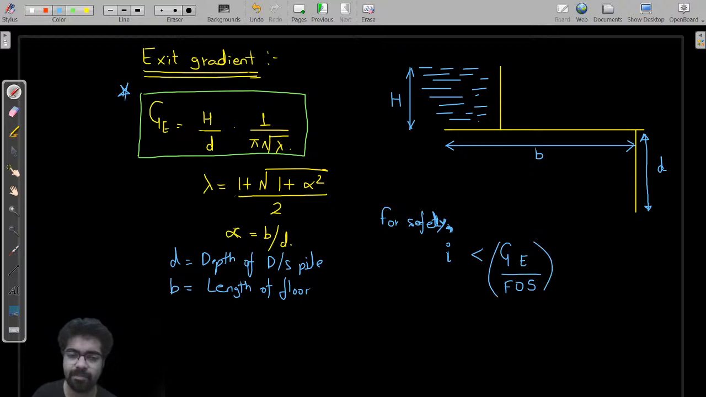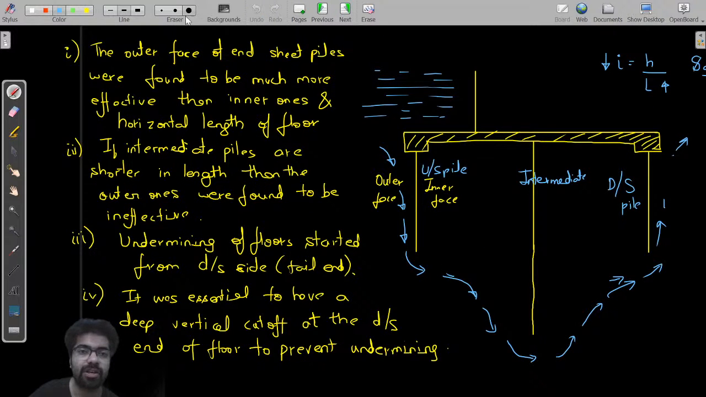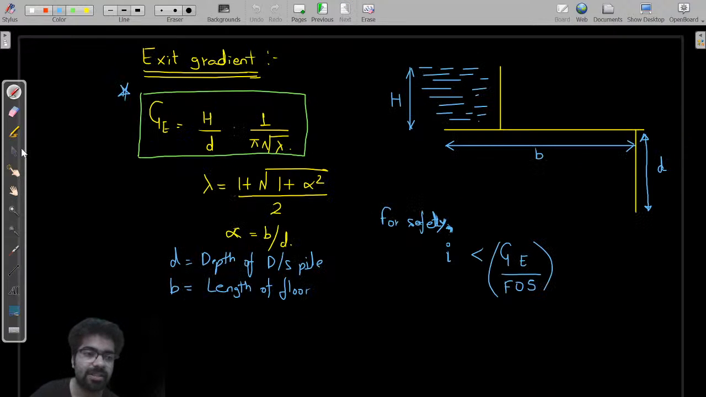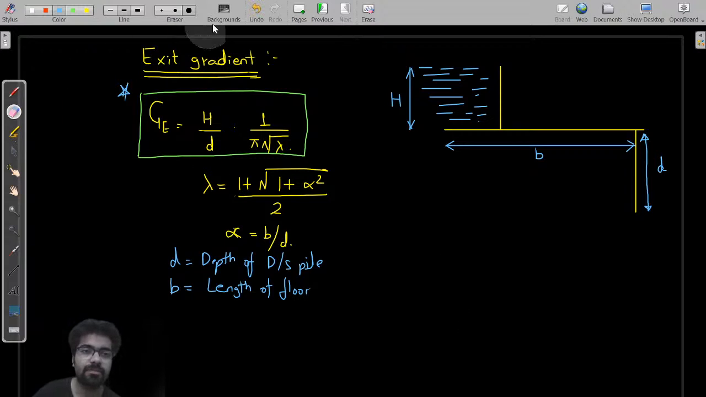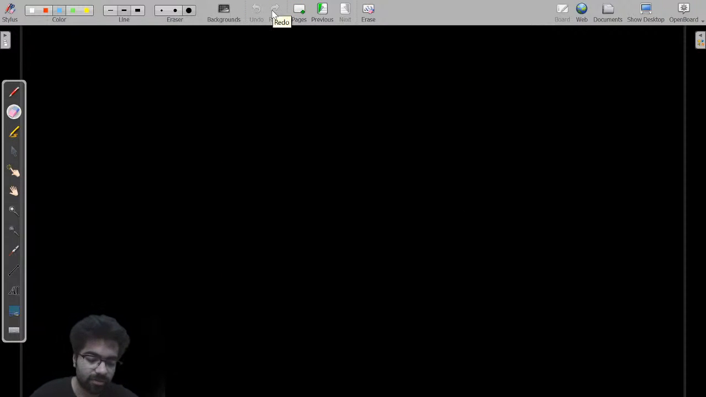Let us take one example so that you will understand clearly. Suppose your exit gradient is coming out as G. Let us solve it by example so that you will understand. Solve this question which has also been asked in an exam. Wait, let me write.